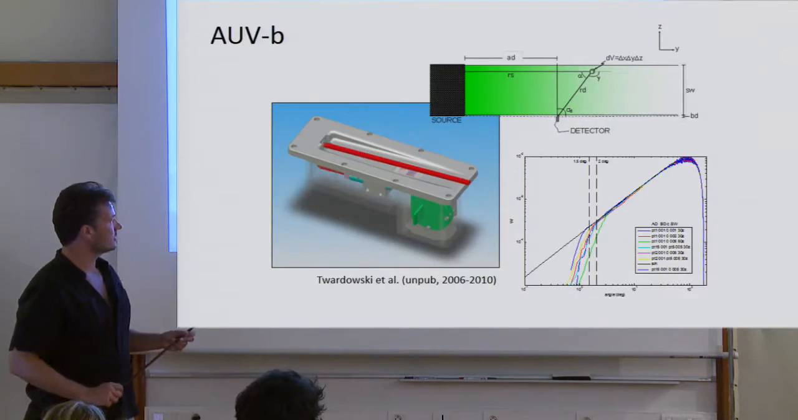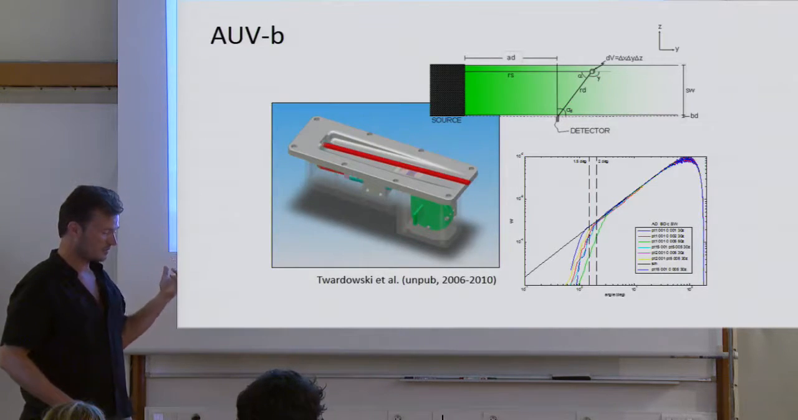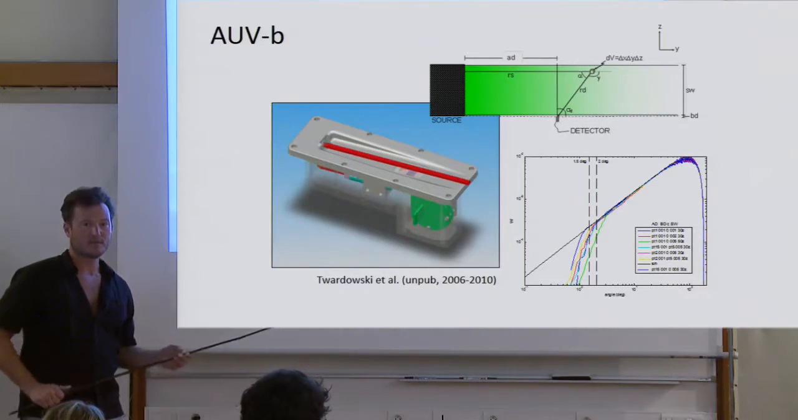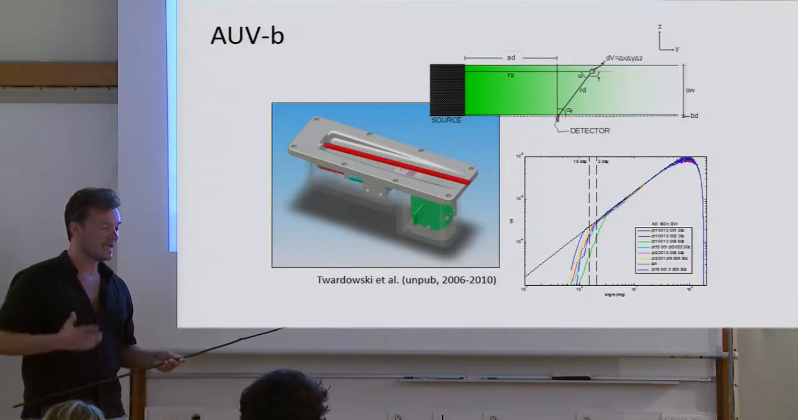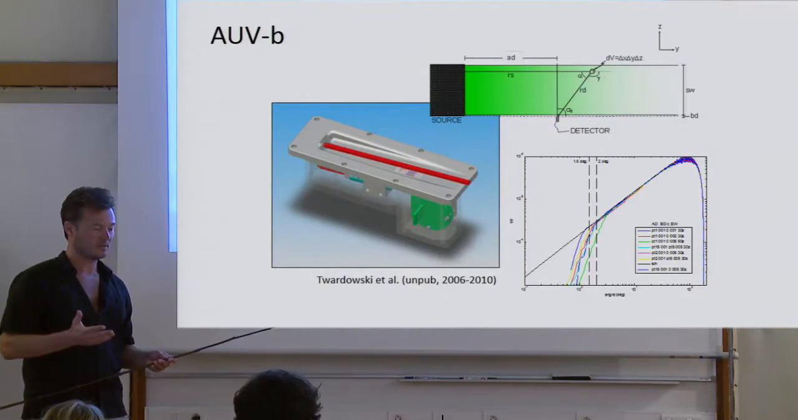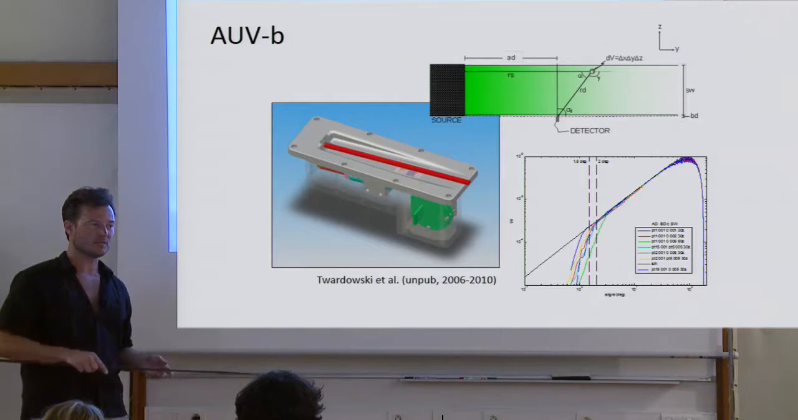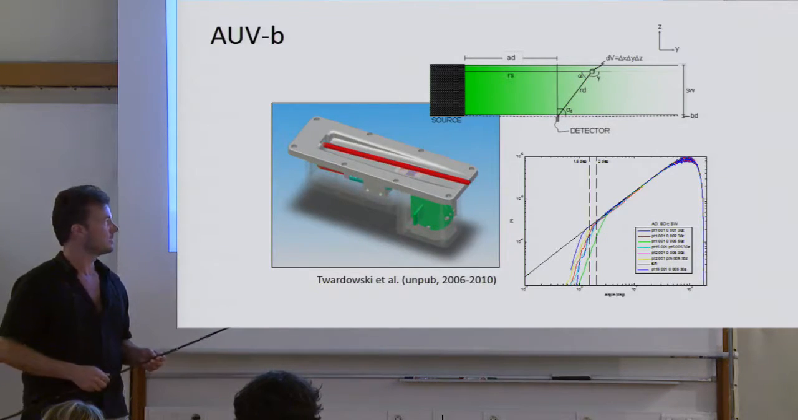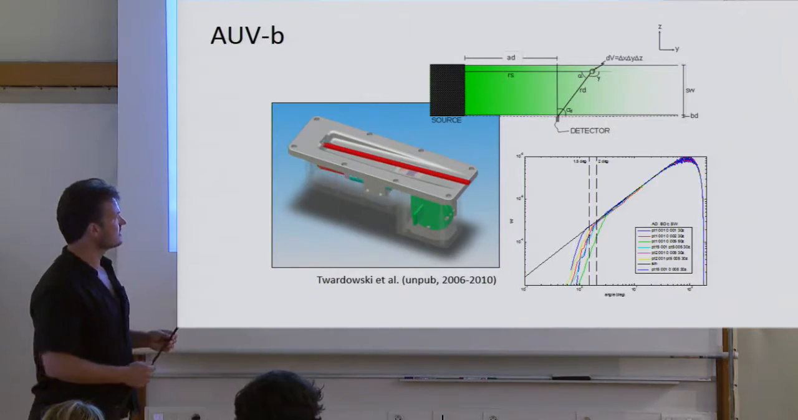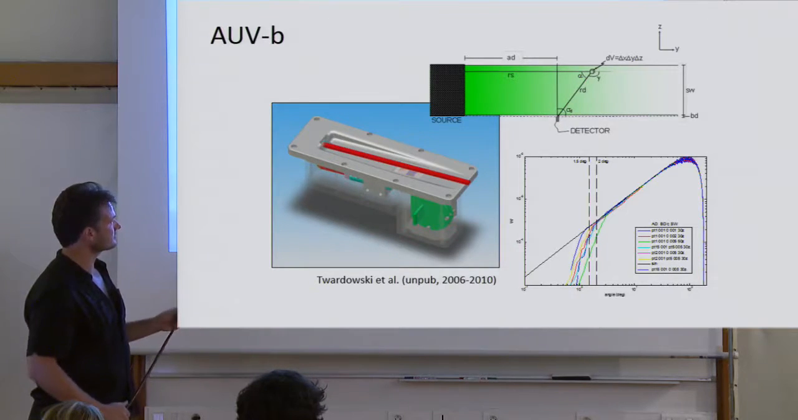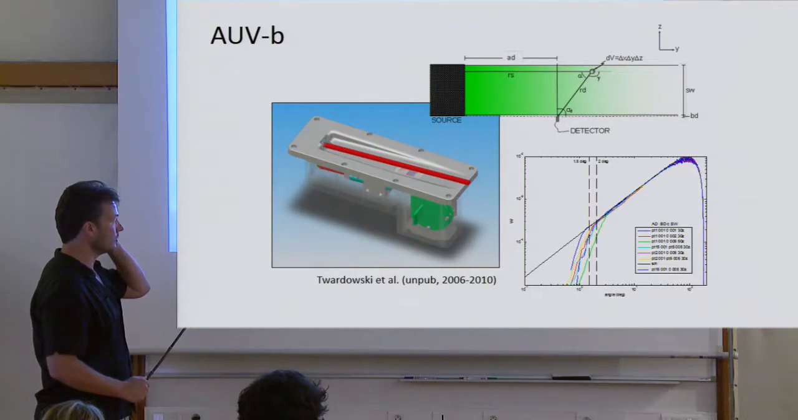I also wanted to show another way of deriving total scattering, because in reality, we really don't have a method of measuring total scattering. We derive it with an AC9 by subtracting A from C. This is a method that measures it directly, and it's actually really, really simple.